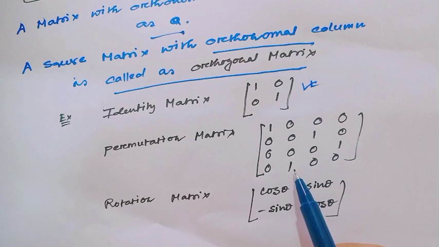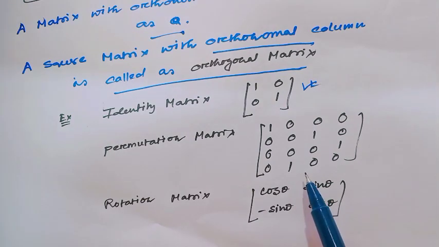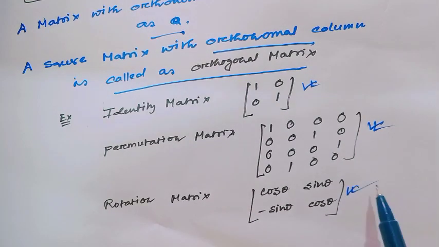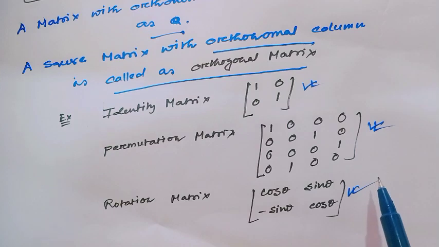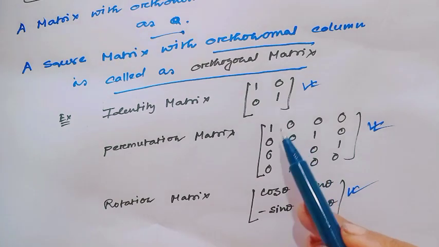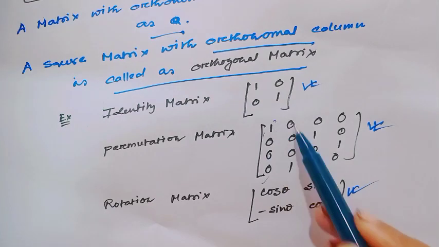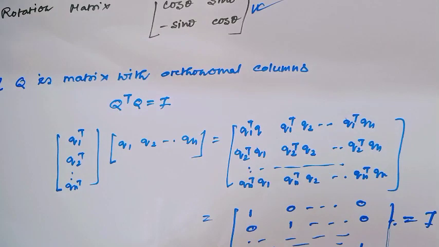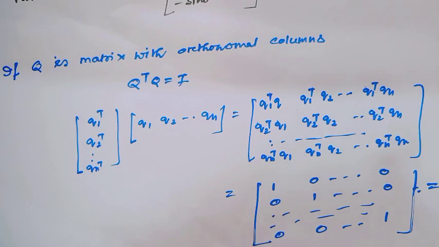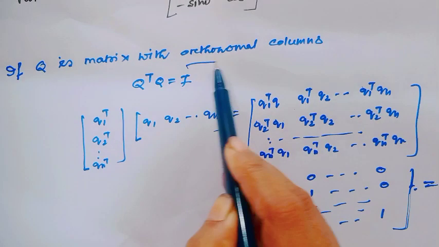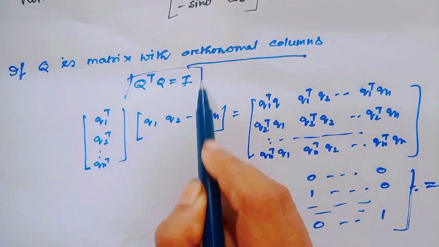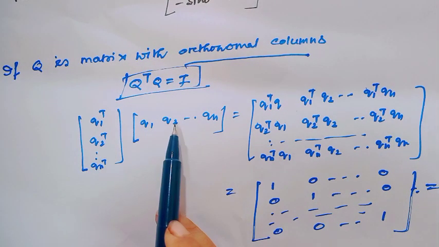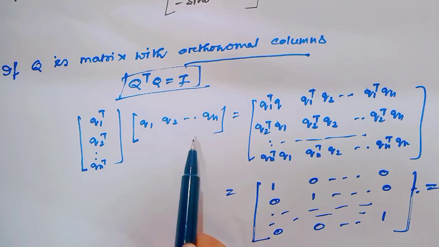Similarly, the permutation matrix is also an orthogonal matrix. The rotation matrix is also an orthogonal matrix. That means an orthogonal matrix is one whose every column is orthonormal. Okay. Now I will see some properties of orthogonal matrices. If Q is a matrix with orthonormal columns, then Q transpose Q equals the identity. Here the columns are orthonormal. Q transpose Q means just this.